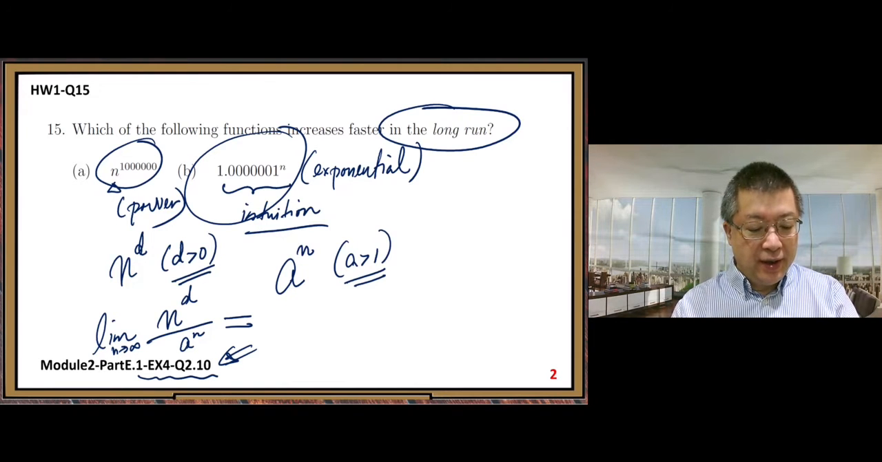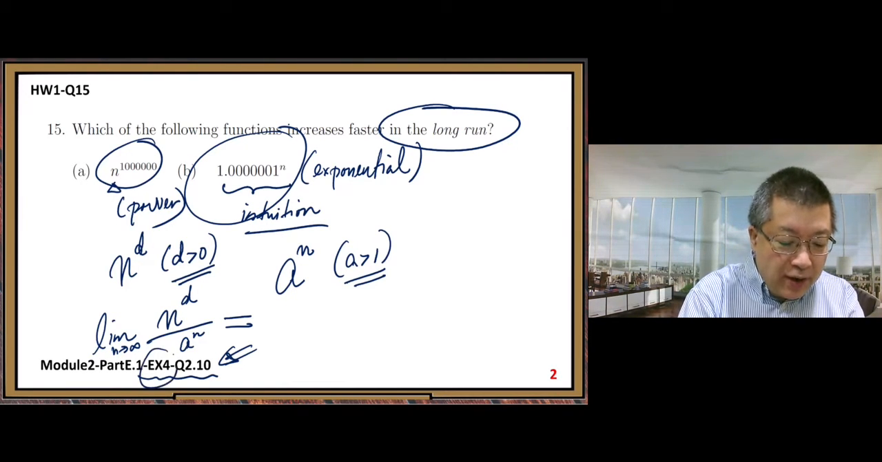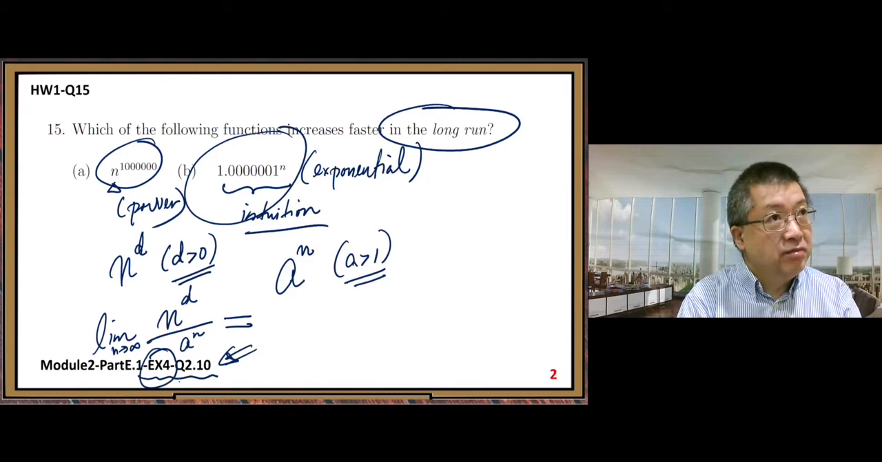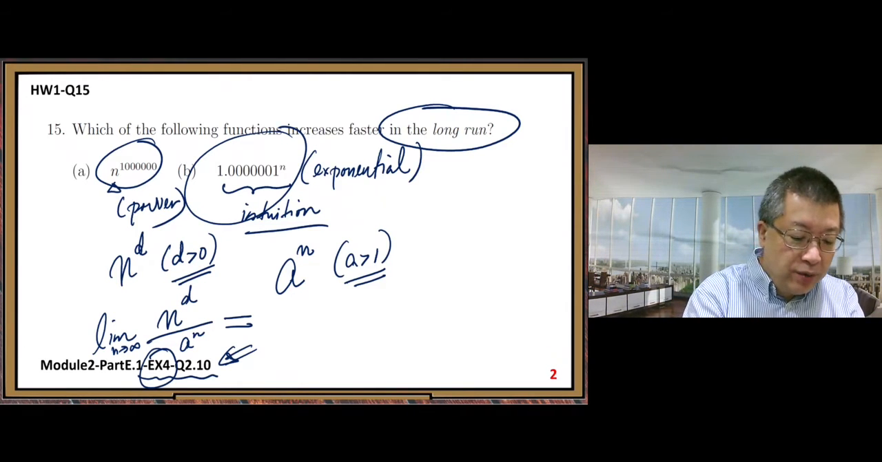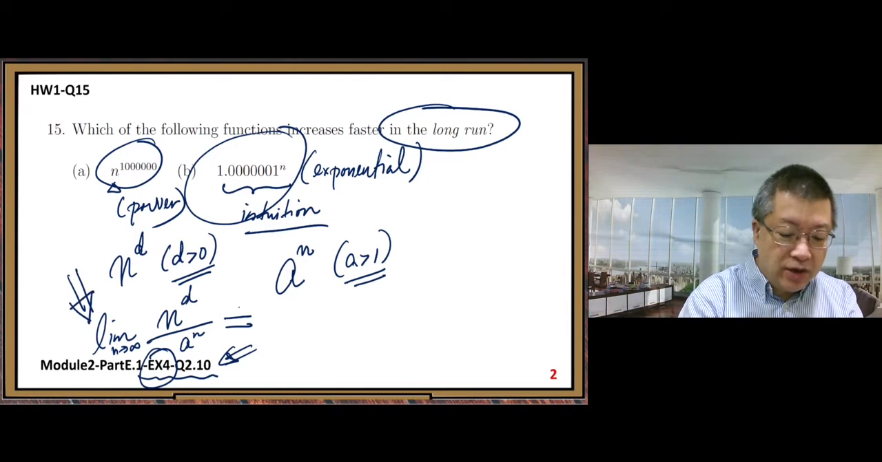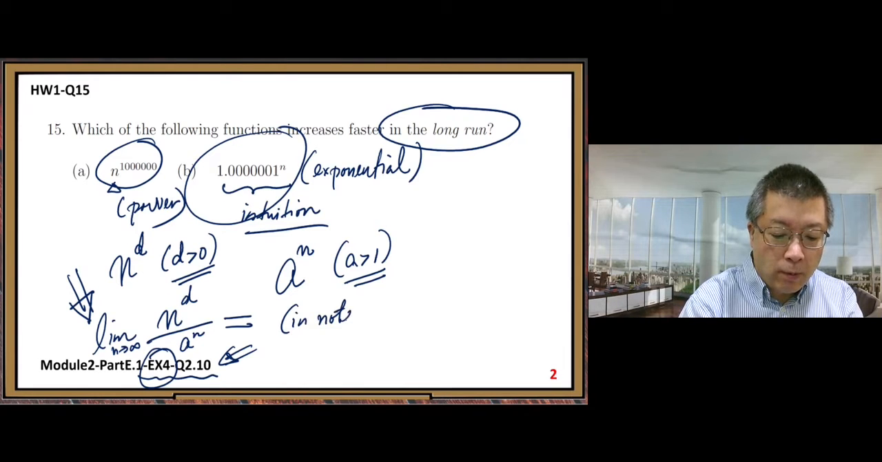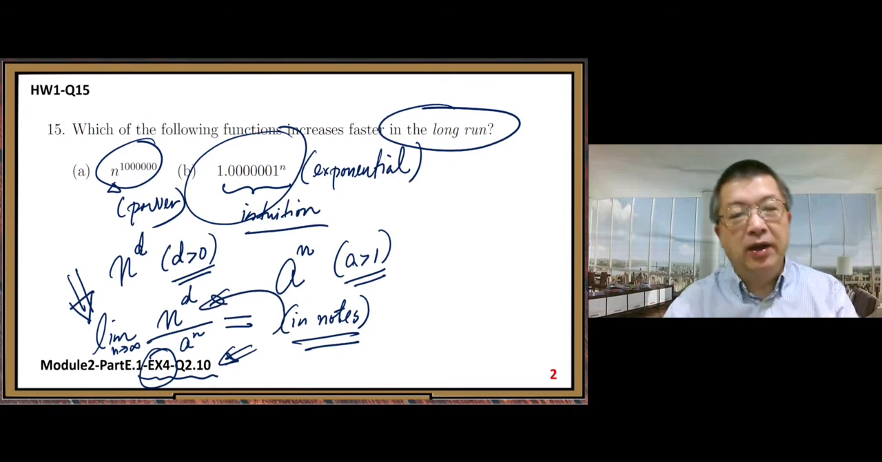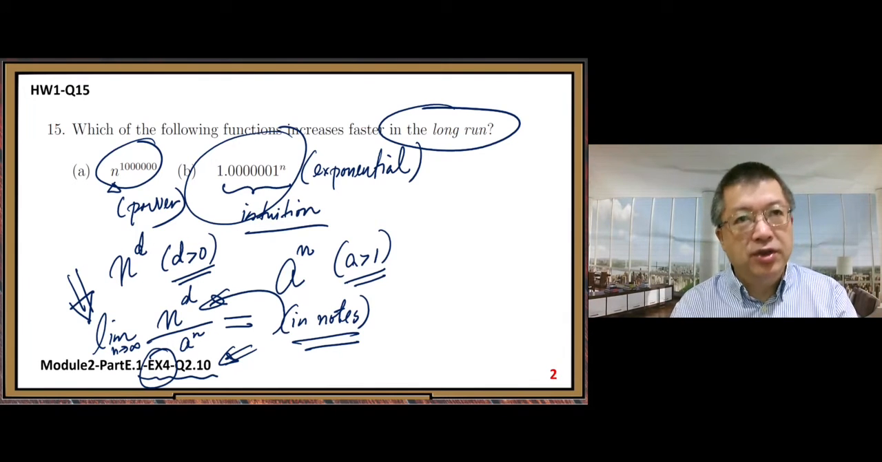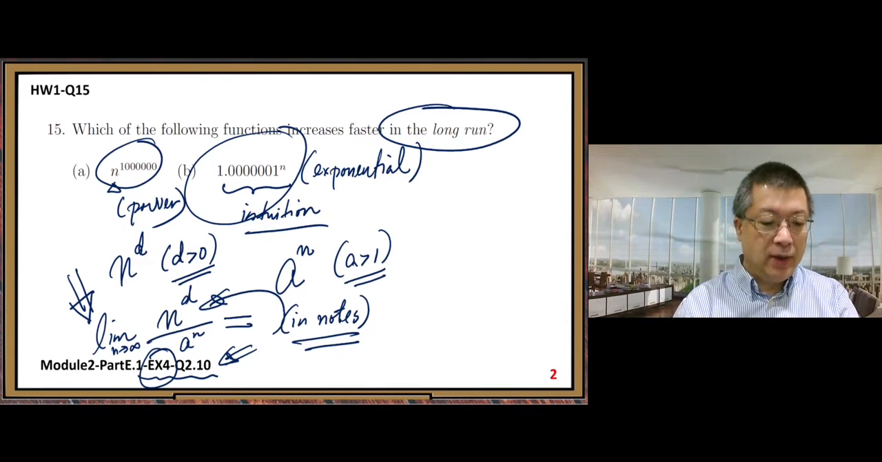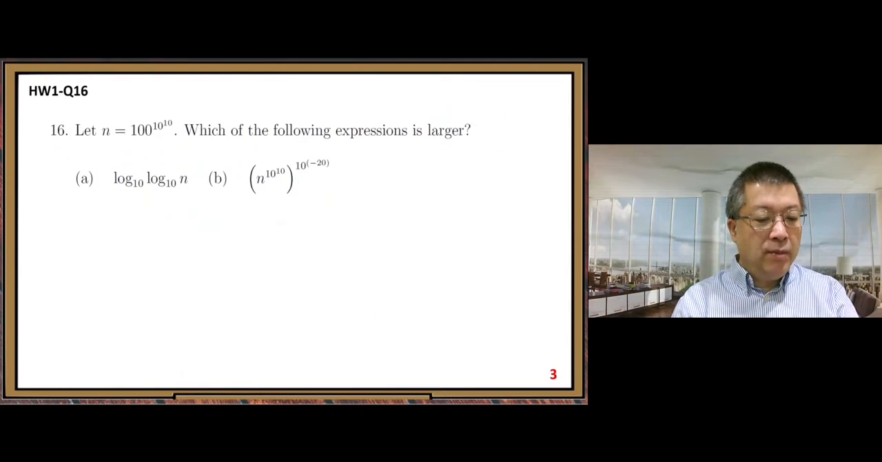Oh, actually, this one is an exercise question. So that is a similar one to this one. But in Module 2, when we do this limit, we did it in our notes. In our notes, we directly work on this limit. You can even find the answer in our notes. All right. Number 16.